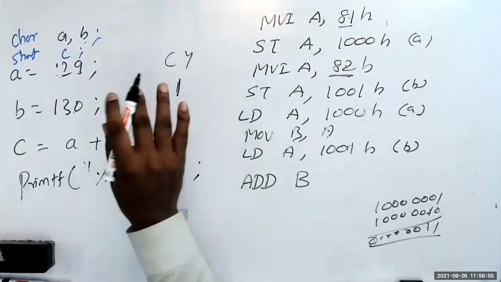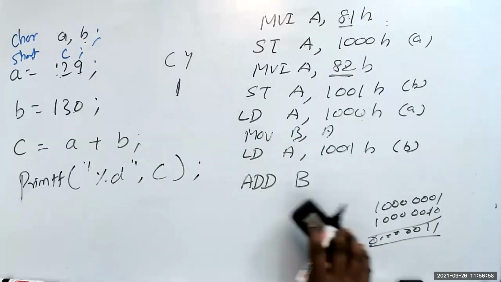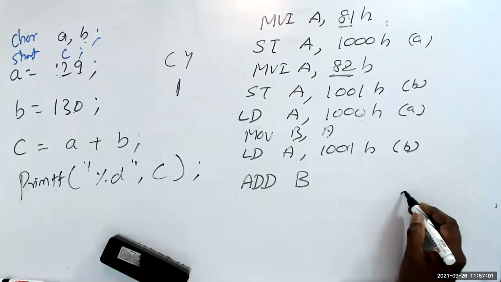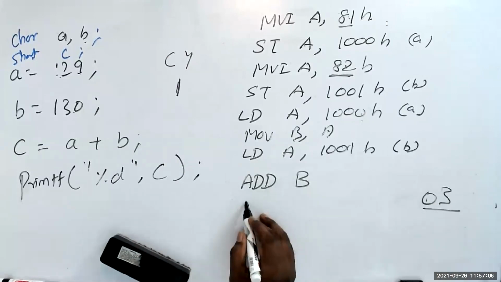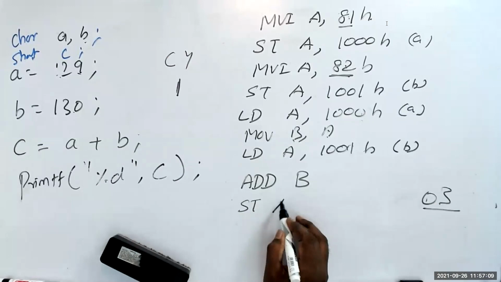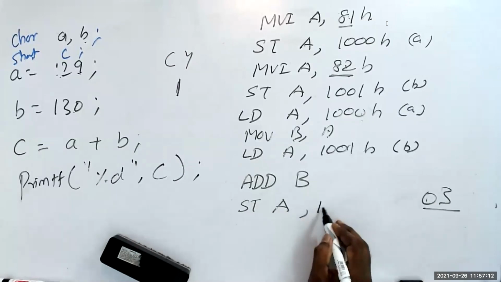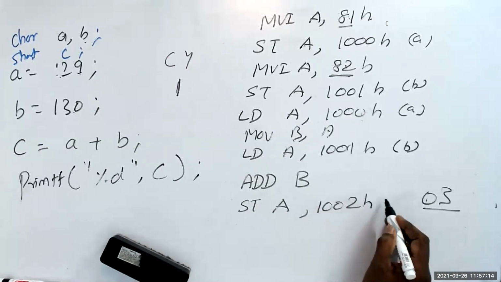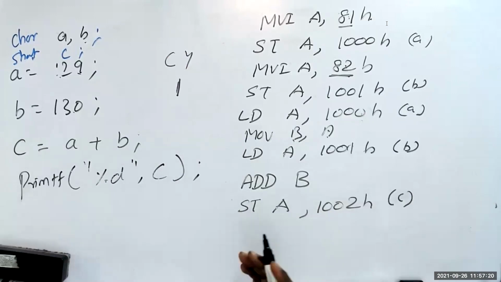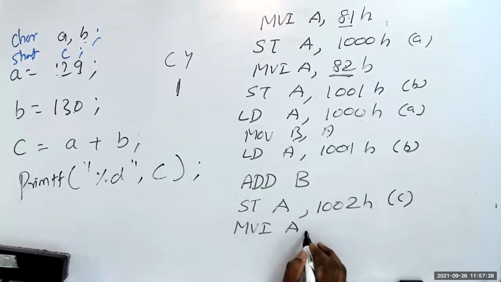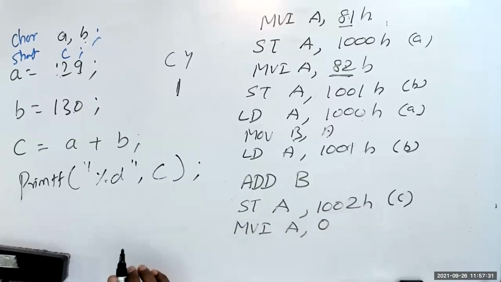0 and carry is set to 1. Now my accumulator is having 03. Then what I do here is store accumulator on 1002. That is fine. Up to that, everything is okay. Now a simple case: move immediate accumulator, comma 0. I'm moving 0 to the accumulator. Now add A.